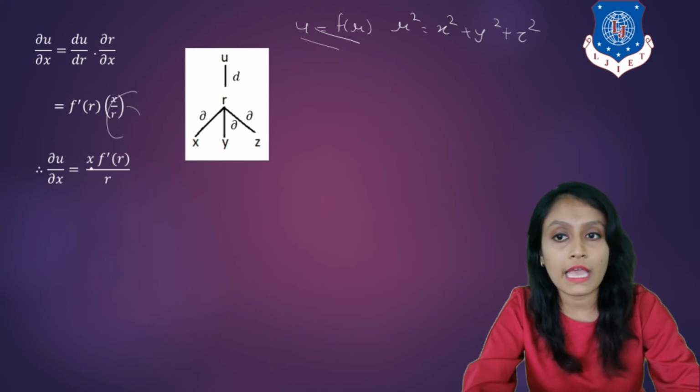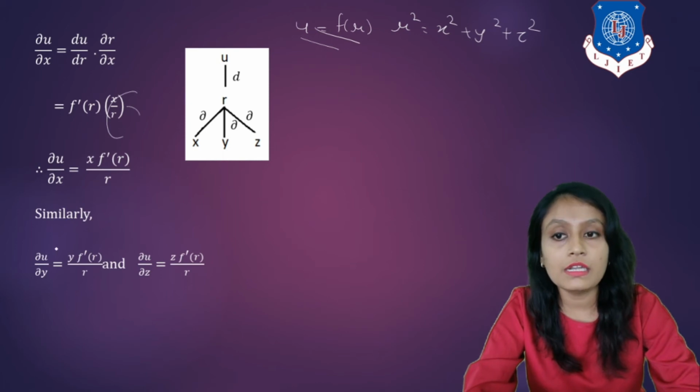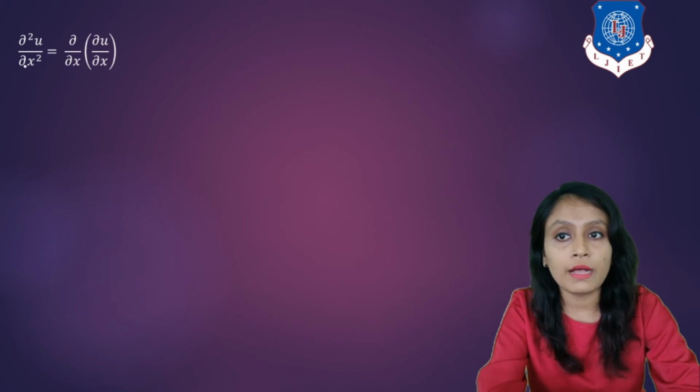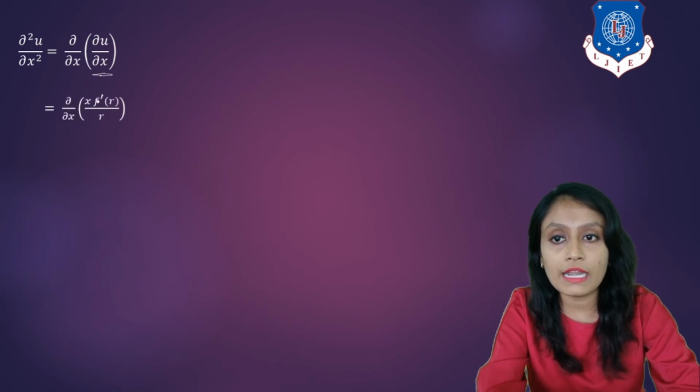So here we have x f'(r)/r as ∂u/∂x. Similarly, we can find ∂u/∂y as y f'(r)/r and ∂u/∂z as z f'(r)/r. Next, we have to find ∂²u/∂x². So the formula is ∂/∂x of ∂u/∂x. Now we know the answer of ∂u/∂x, that is x f'(r)/r.